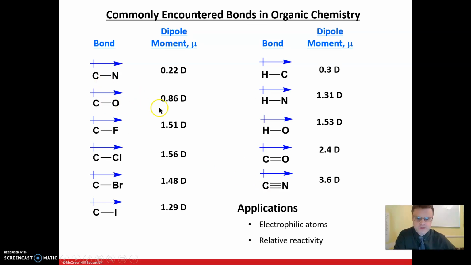And so here are some examples of commonly encountered polar bonds and the strength of their dipole moment. So you can see some bonds are polar but not very much so, like a carbon-hydrogen bond, whereas a carbon-nitrogen triple bond is really strong. Okay, it has a very strong dipole moment.